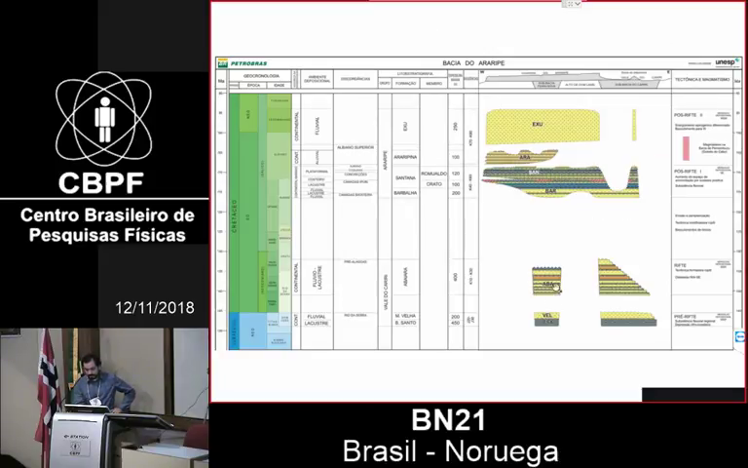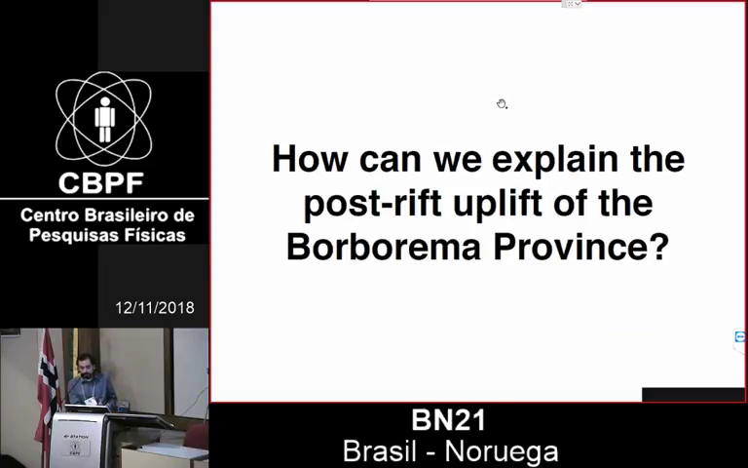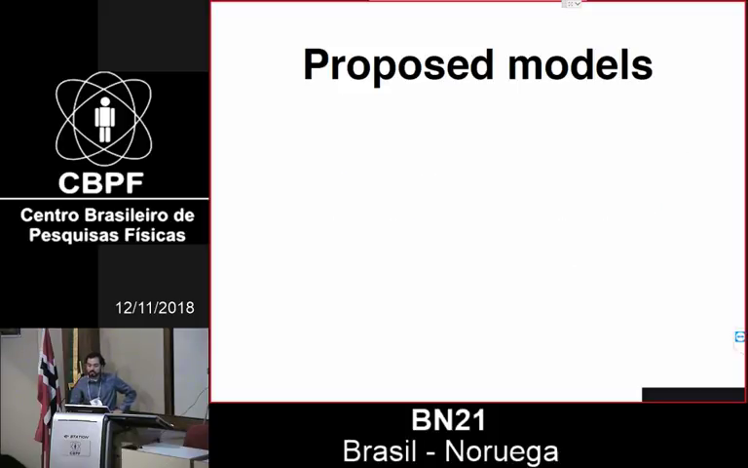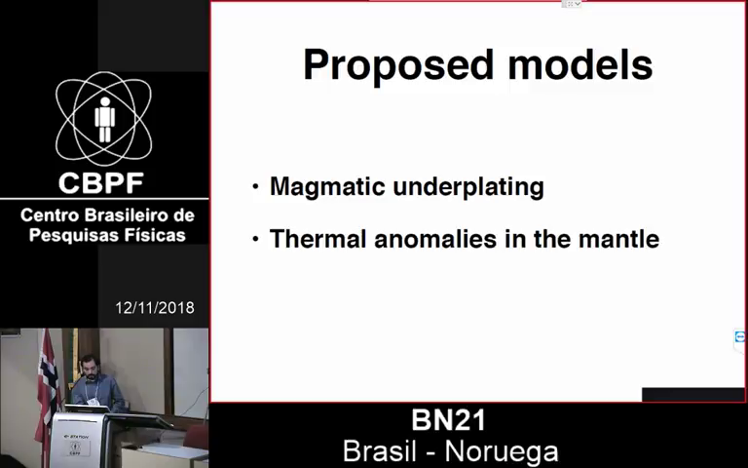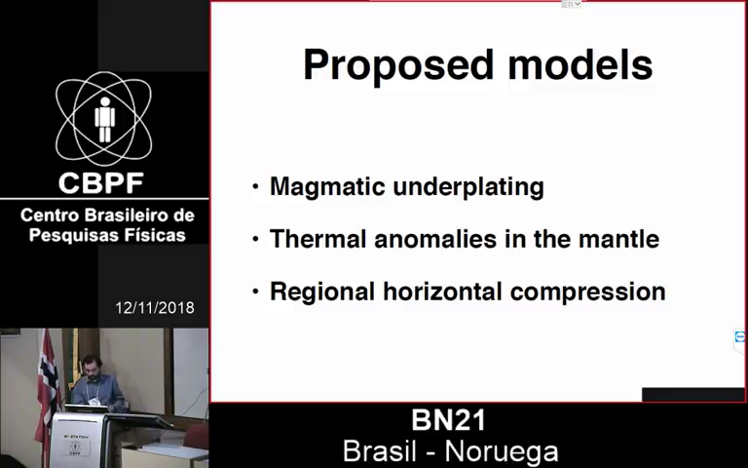So we have here the rifting phase, the post-rift phase, and we have preserved sediments 90 million years old, and then at a certain moment after deposition, all this region was uplifted. So how can we explain the post-rift uplift of the Borborema province? Different mechanisms were proposed to explain the post-rift uplift. One of these mechanisms is magmatic underplating, thermal anomaly in the mantle, and regional horizontal compression.